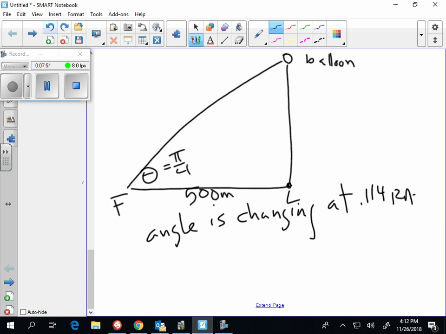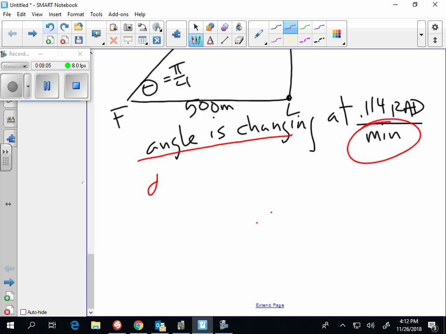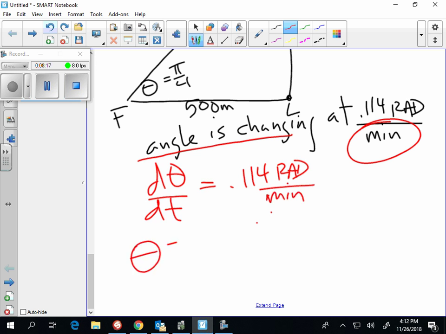0.114 radians per minute. Well, what is that? What would that be if we named it calculusly? It's a change in angle with respect to time. So I'm going to say that dθ/dt equals 0.114 radians per minute, and θ equals π/4. Okay, these are both changing quantities, so there's no plugging them in now.